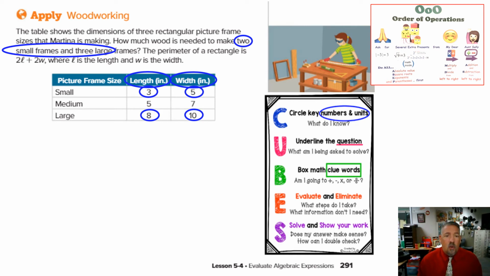All right. Underline the question. Well, what is the question? Okay, I see the question mark. So how much wood is needed? Well, that would be in inches, right? Because we're measuring in inches. All right, so how much wood is needed? I need to underline that.